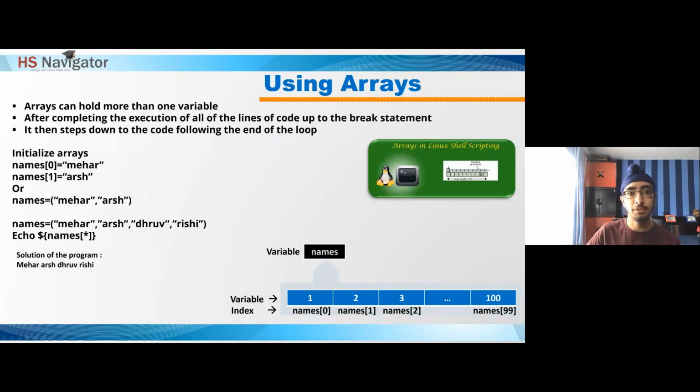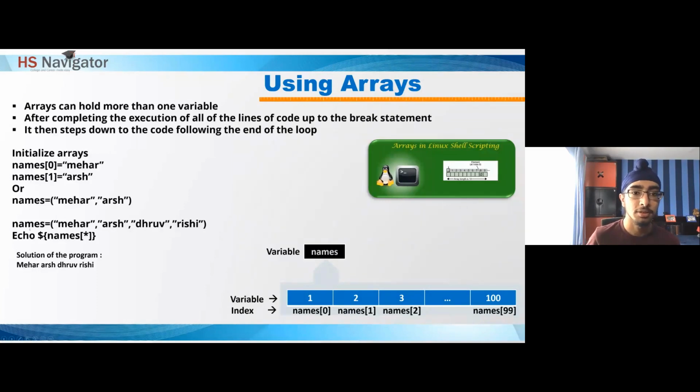So for the first thing you do names, whatever index it is, is equal to mehar. Then you say names is the name of the array, and the first thing in that array is mehar. That's the first element. Then you do names 1 is equal to arsh. You could do it like that. Or you can initialize the entire array at once and say names is equal to mehar arsh. These two do the same thing, but they're made in different ways. This one's done in one line, this one's done in separate lines.